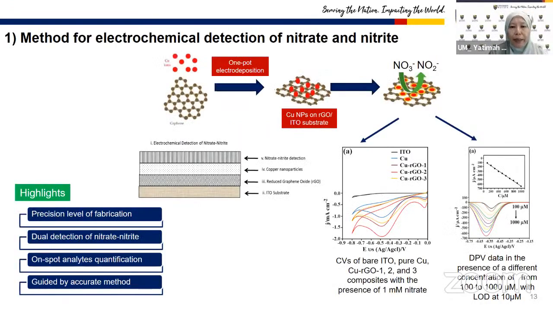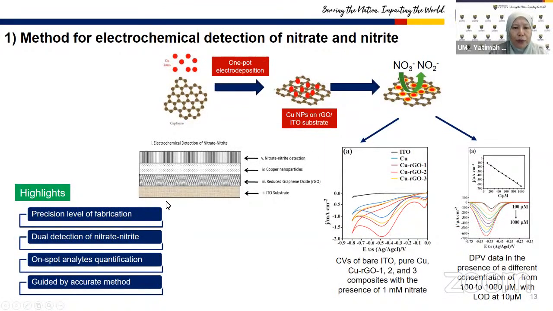The first one is the prototype. We have produced a prototype. The one that you see is just a box, but inside there are a lot of things that we have integrated together. One of the electrochemical sensors that we have produced is to detect nitrate and nitrite. This one is basically for fertilizers.